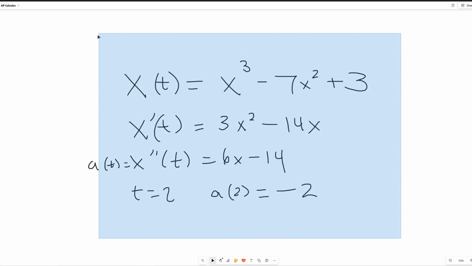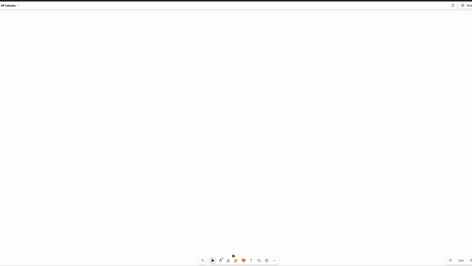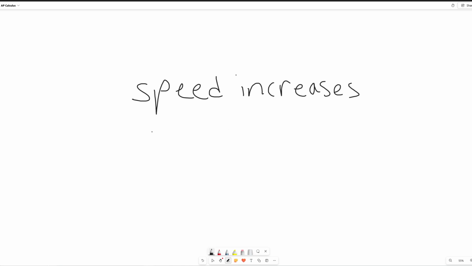There is one more piece of information, which is how the AP test defines speed. Now, speed and velocity are almost the same thing. However, speed can only be increasing when acceleration and velocity have the same signs. Position does not matter here.